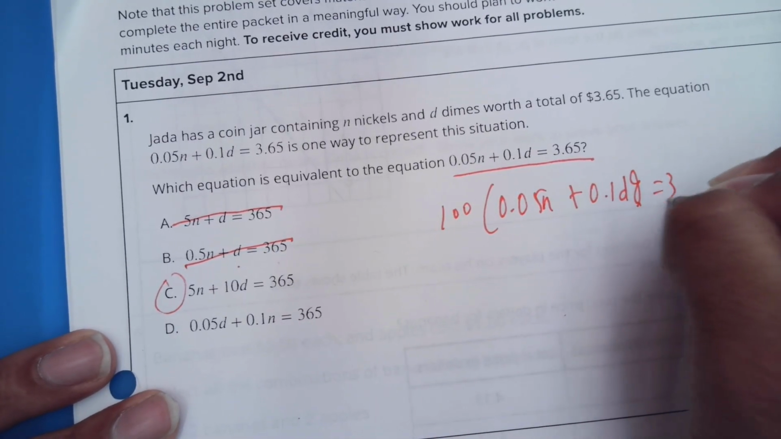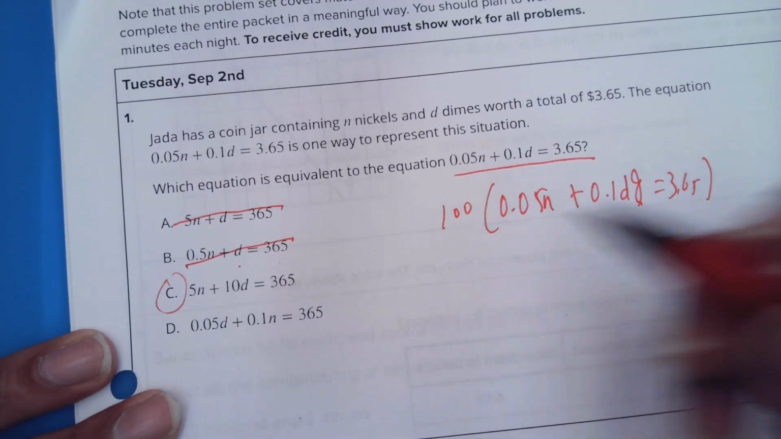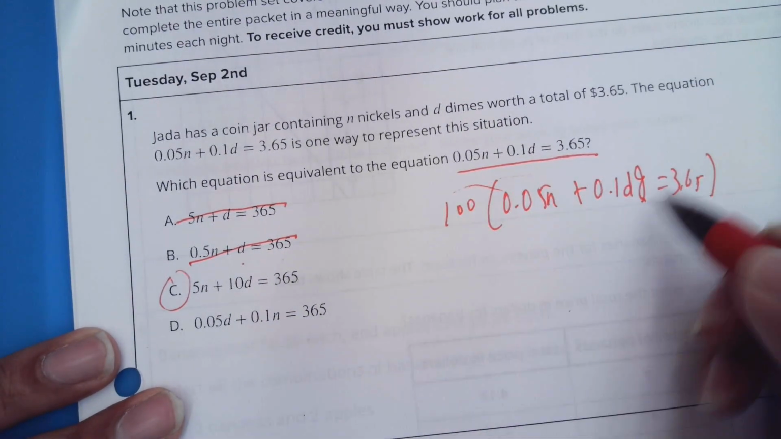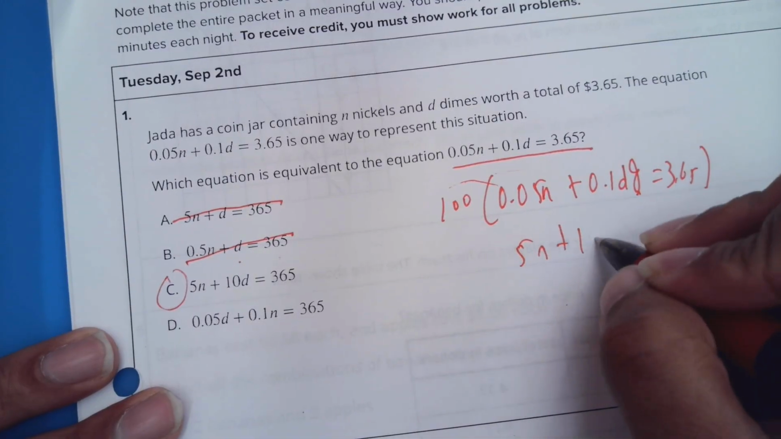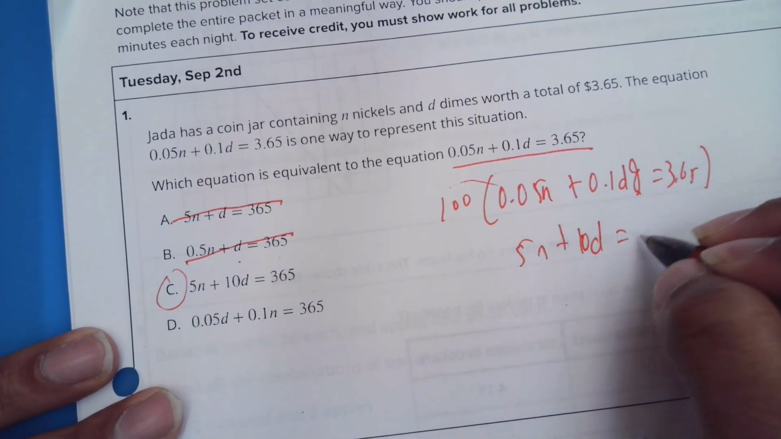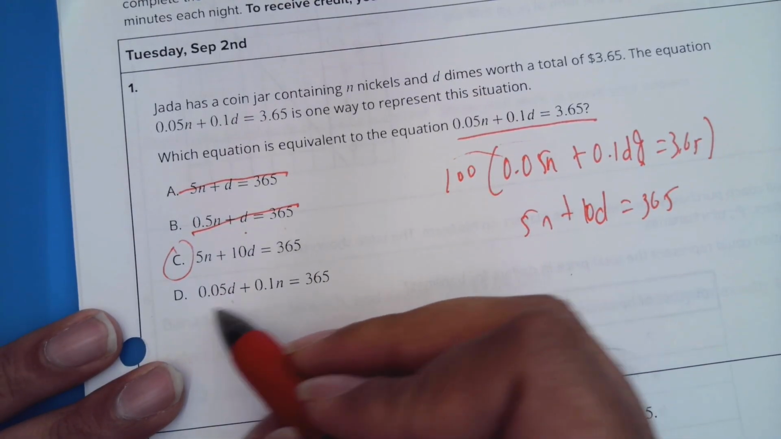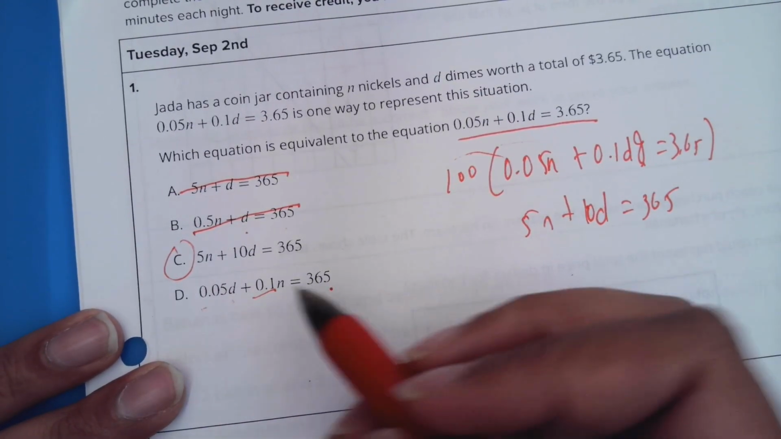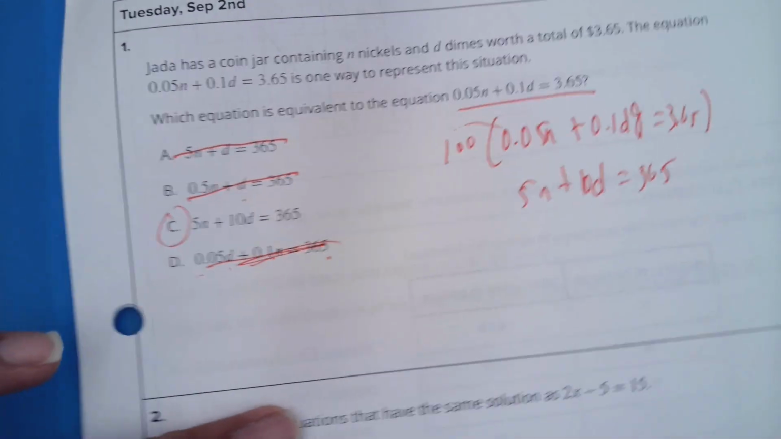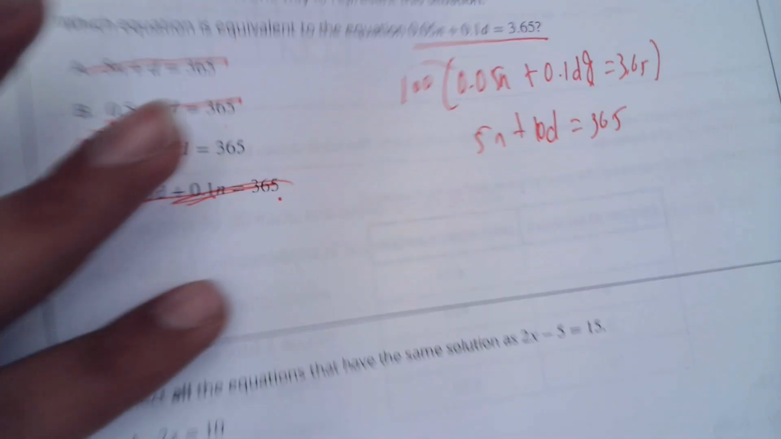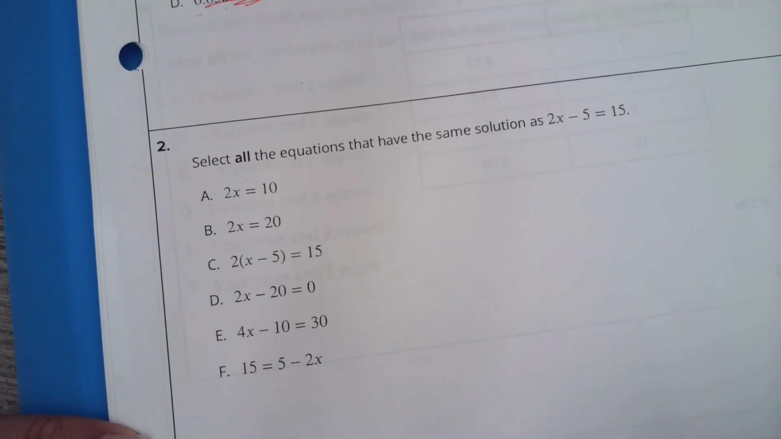This includes 3.65 as well, because if you do it on the left side, you do it on the right side. So if you do times by 100, you get 5n plus 10d equals 365. Perfect. This one, they basically changed the right side. That's not true. That's not equal for sure. You can't just change the right side and say it's equivalent. You gotta do it on both sides.